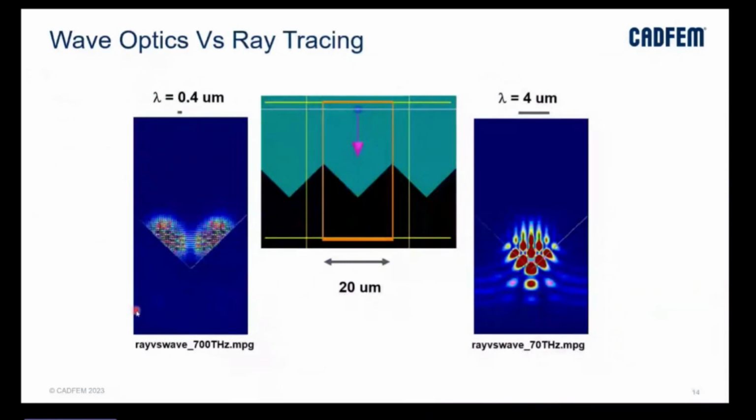These kinds of things we actually simulate, and it is simulated in Lumerical. As you can see, this is my structure, this is my geometry, and its dimension is typically 20 micron. Let's say I'm using two different operating wavelengths. One is 0.4 micron and one is 4 micron. You know that 0.4 micron is pretty small compared to the 20 micron.